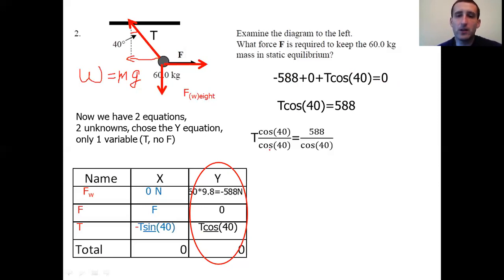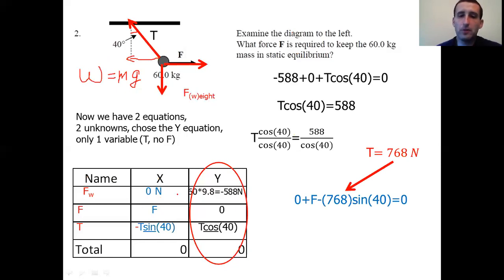We move the 588 to the other side. Divide both sides by cosine of 40. That gives us our t all by itself, and it gives us a number on the other side. So t comes out to be 768 newtons. So we didn't have to solve for t, but in order to solve for f, we had to solve for t anyway. Now we can go back and do the x equation, which has the f in it.